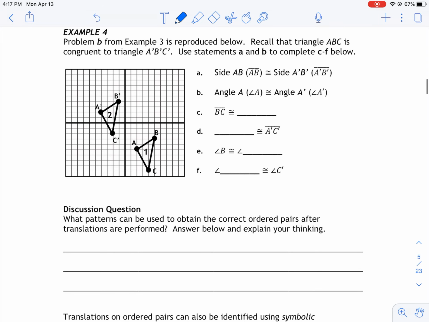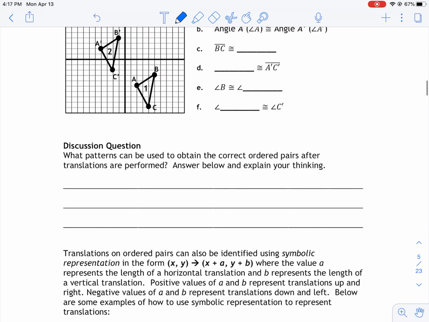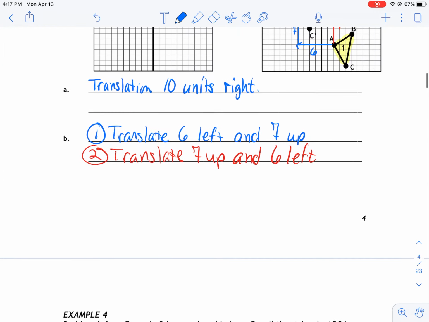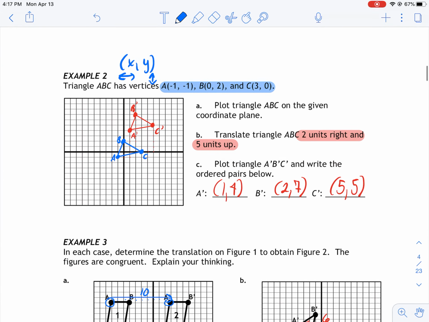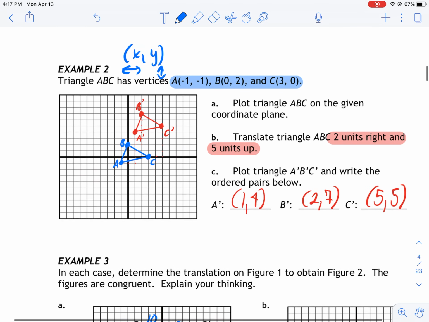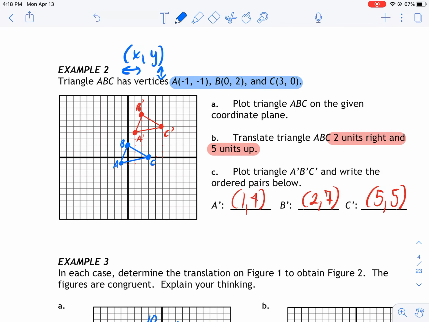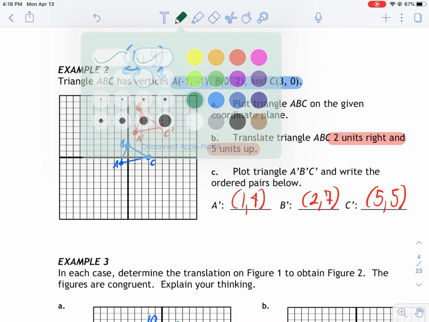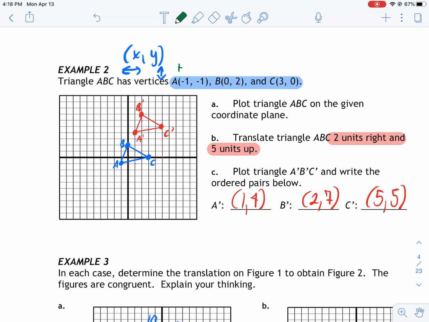Example 4 we're going to skip. We're not going to do anything with example 4, okay? But I do want to talk about this whole thing about patterns here real fast. You might have noticed back here on example number 2 that all you had to do to get the translation was take the amounts of the translations and then add or subtract them accordingly, according to the direction that you needed to go to get the final image, at each point. For example, if I take the point -1 and add 2 to that, I get +1.